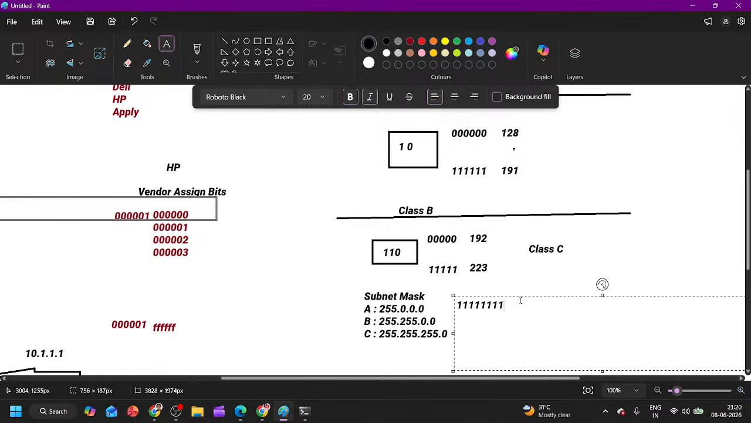8 times ones, then 1 2 3 4 5 6 7 8, 8 times 0, because the decimal value is 0, which means all the bits are 0. In the third octet 0, and in the fourth octet also 0. This is the binary of the subnet mask of class A. The binary of the class B subnet mask is going to be this one. Yes or no? And the binary of class C is going to be like this.